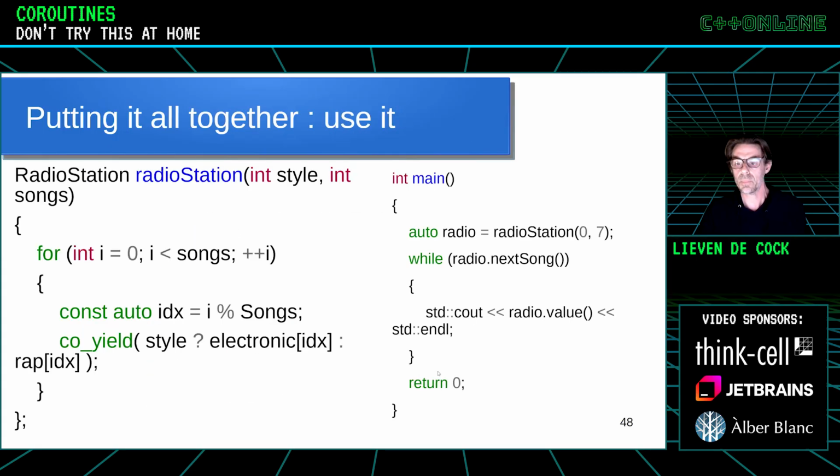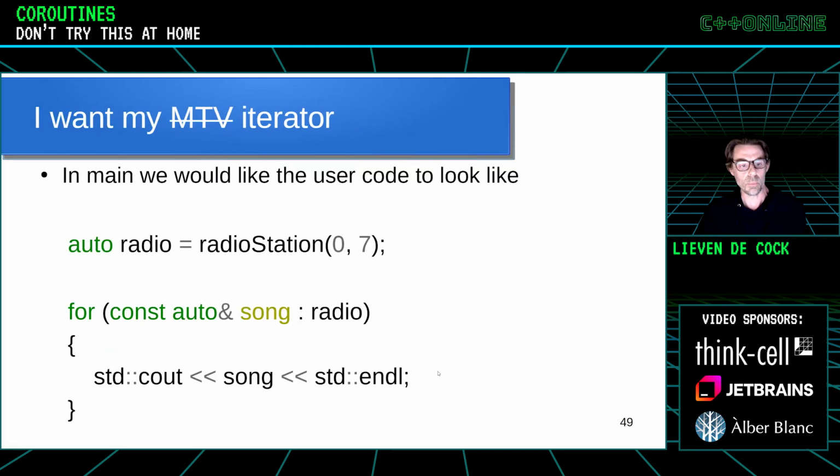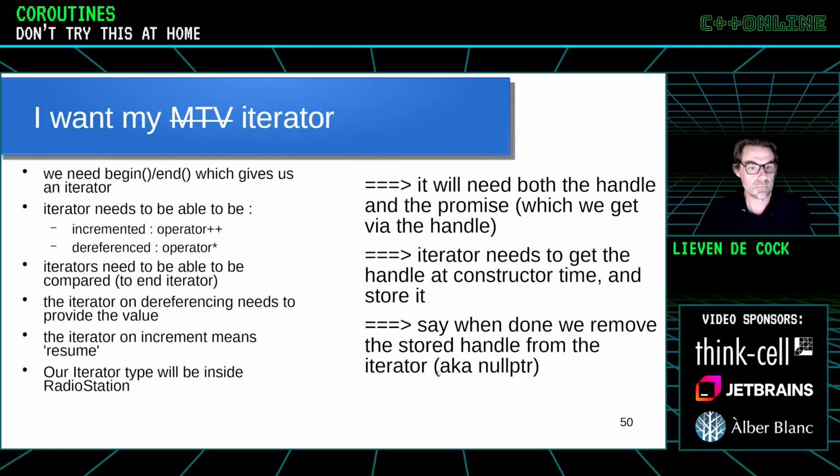Okay. We see we have a while loop over here. Now, we want an iterator. While loops are so passé, we want to use a range-based for loop. What does that mean, the range-based for loop, to work on that object radio? It means that object radio should provide some methods, begin and end, for example. And begin and end are going to give us iterators.